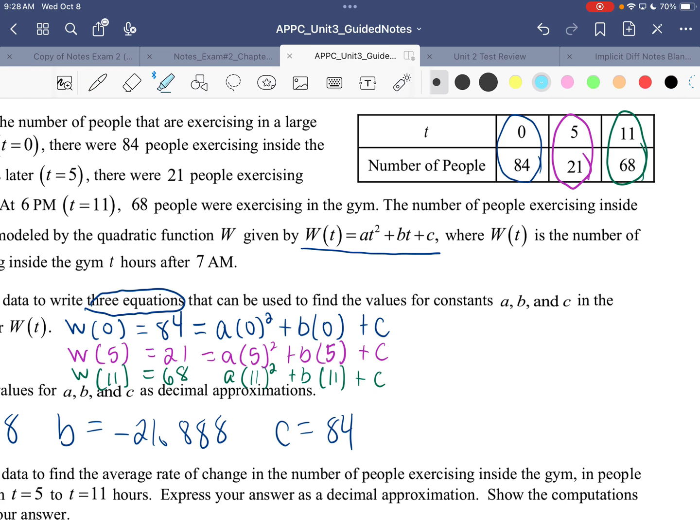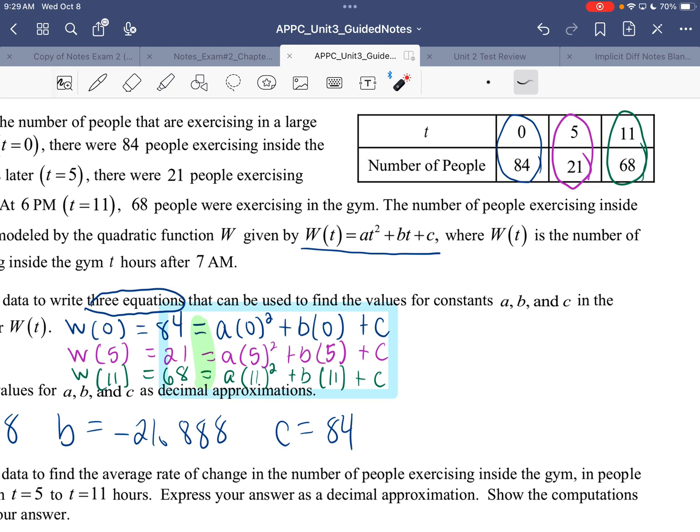The part of the equations that you must show is this part. You don't need the W at 5 and 11 and 0, but you have to have an equation. So what's the most important thing that makes it an equation? What does each one have? An equal sign. Literally, it's not an equation if there's not an equal sign. So if you just put A 0 squared plus B 0 plus C, and then A 5 squared plus B 5 plus C, and then A 11 squared plus B times 11 plus C, that's not an equation. You have to include what it's equal to.